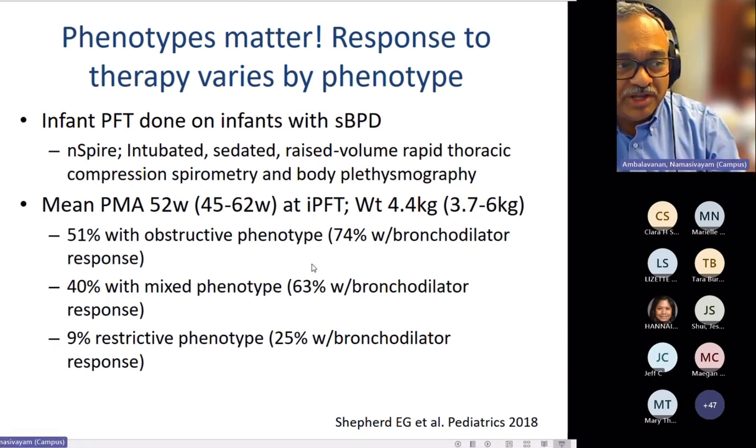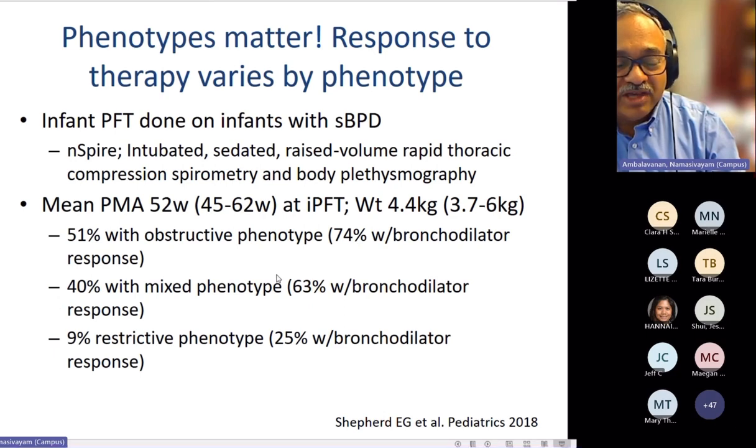So these infants were all done at mean postmenstrual age of 52 weeks, so 3 months corrected age. And of these infants with BPD, 51% had an obstructive phenotype, that is more of an airway phenotype, and 3/4 of them had a bronchodilator response. 40% had a mixed phenotype, that is obstructive and restrictive, and about 2/3 of them had a bronchodilator response. And some of them had a purely restrictive phenotype, and only 25% of them had a bronchodilator response.